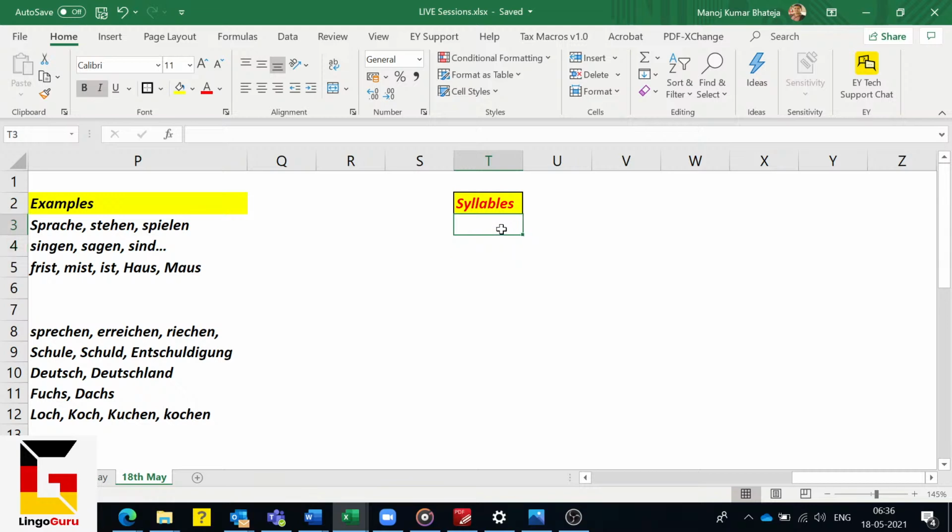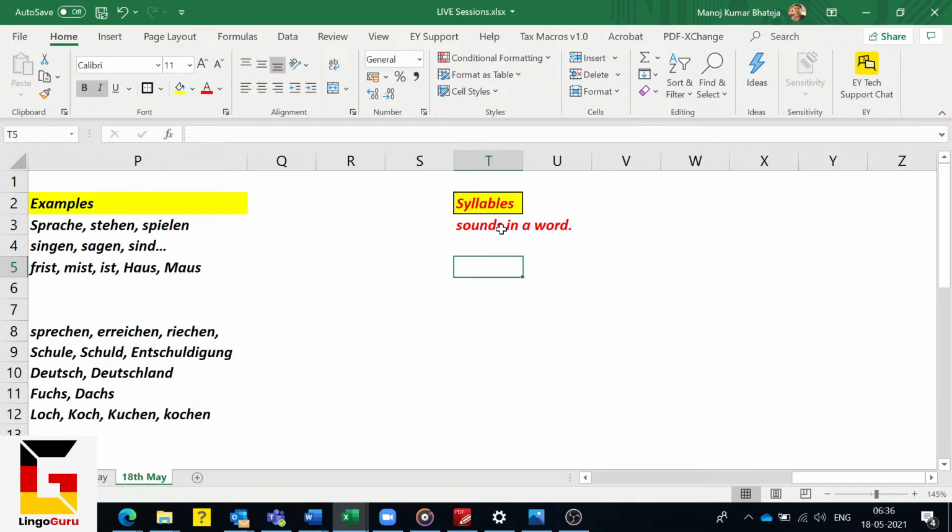Now, syllables are basically the sounds in a word. How many sounds do we have in a word? Say, for example, I have a word called America. How many sounds do we have? Three sounds or four sounds? A, me, ri, ka. America, right? Four sounds. As many vowels as there are in a word, there are going to be that many sounds.